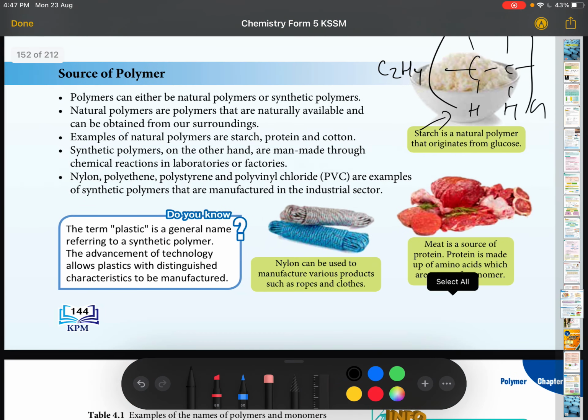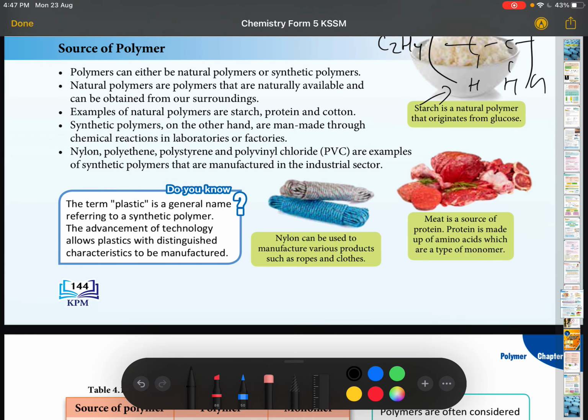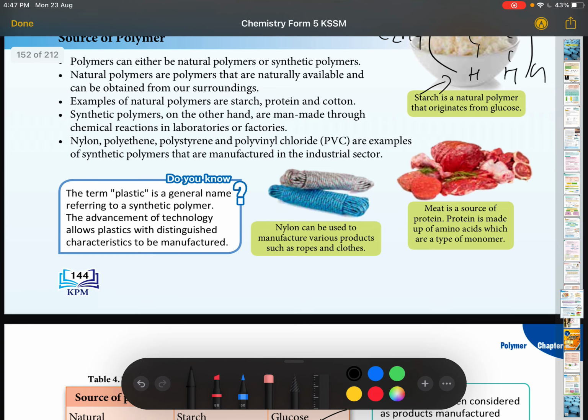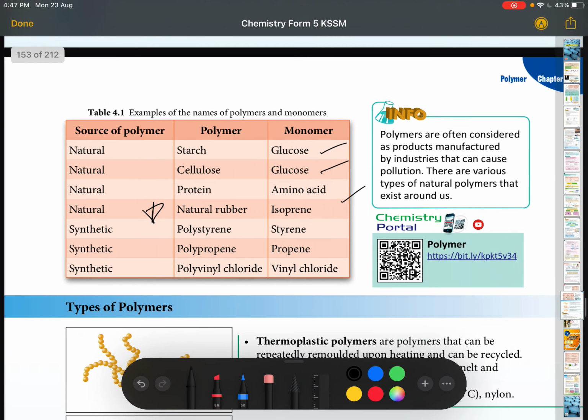Next is synthetic polymers. They are made in factories or labs, and they are unnatural. For example, nylon, polyethylene, polystyrene, and polyvinyl chloride or PVC. These are the monomers. This is pretty important. The teacher likes mentioning this, the polyvinyl chloride.